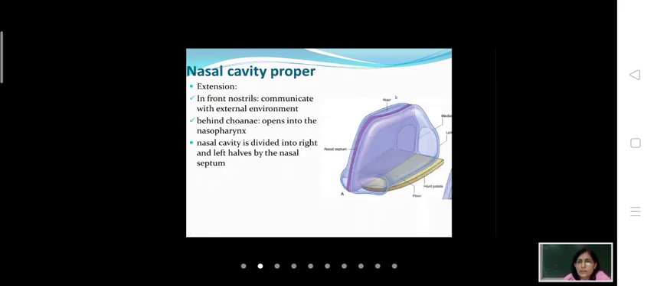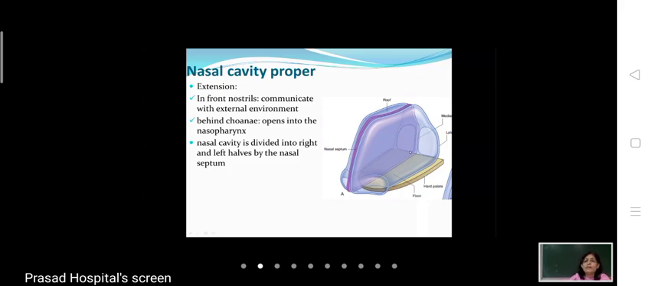This is the nasal cavity. This purple one is the nasal septum, which divides this nasal cavity into right and left halves. Then each nasal cavity has a roof. This is the roof, a floor seen here, lateral wall. This is the lateral wall, and this purple colored is the medial wall or the septum.